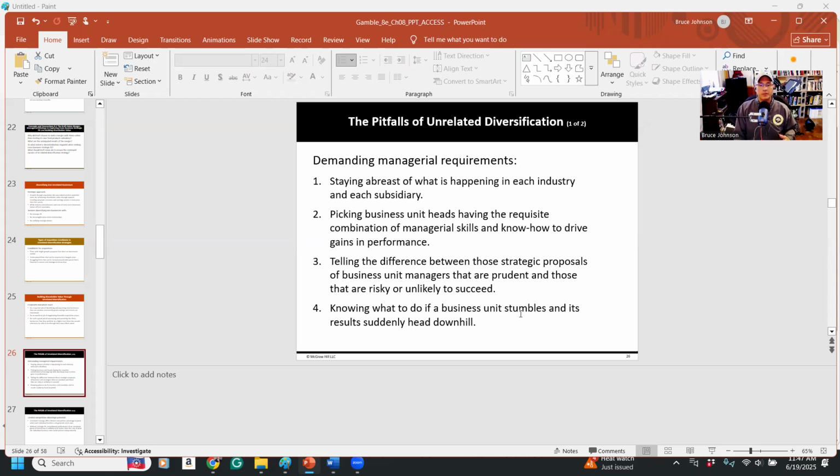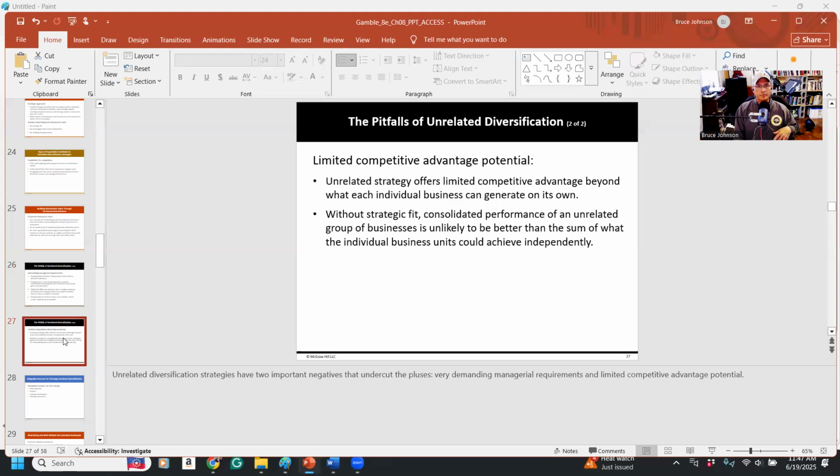Knowing what to do if a business unit stumbles and its results suddenly head downhill. What do you do then? Do you divest it? You sell it off and get rid of it? How do you handle it?